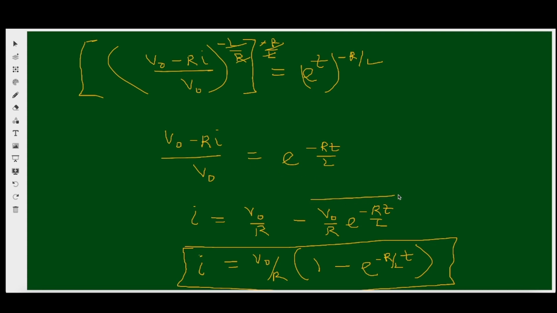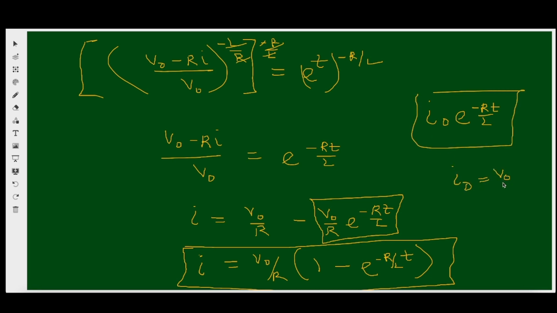You can see that this is almost the same as our natural response. Our natural response is I naught e raised to the power minus Rt over L. This is our natural response. And what is I naught? I naught is V naught over R. So this is the natural response, also called the transient response. And this is the forced response, V naught over R.